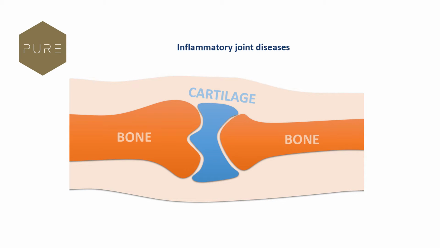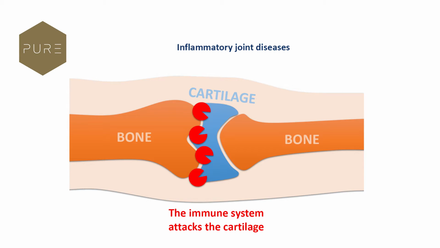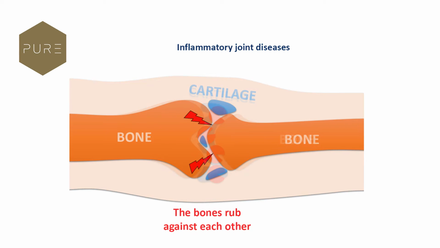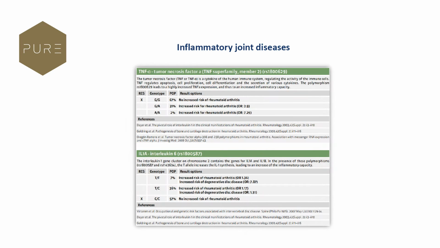This here is maybe a joint of a finger. You have two bones and they have cartilage as a sort of lubrication between. What happens in inflammatory joint diseases is that it's usually the immune system that attacks the cartilage. For some reason the immune system thinks the cartilage is a bacterial infection and starts fighting it. This cartilage is then broken down progressively until, in very severe cases, the bone can actually rub against each other. This causes deformation of joints, obviously pain, and loss of function of these joints. And this is what rheumatoid arthritis is about.